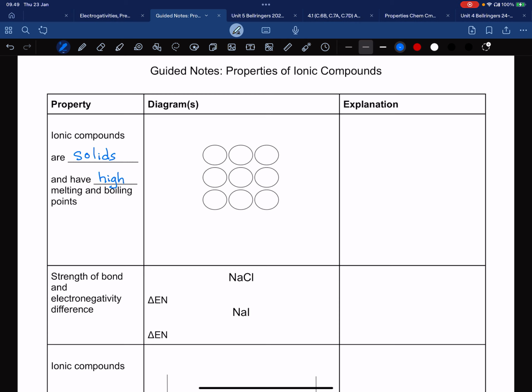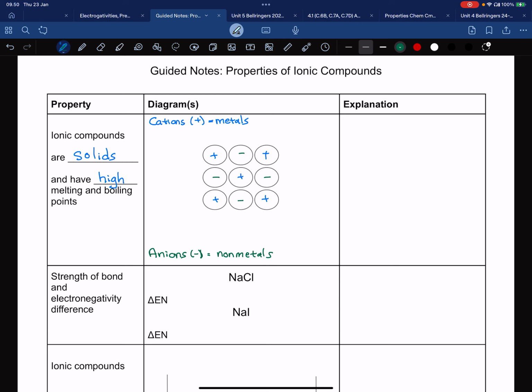All right, now remember, ionic compounds are made of two things. They are made of cations. Those are positively charged, and they are almost always metals, right? So you'll have a positive and a positive and a positive. And they are made of anions, which are negatively charged, and they are nonmetals. And so you've got a negative and a negative and a negative.